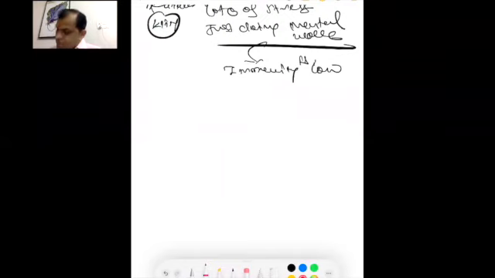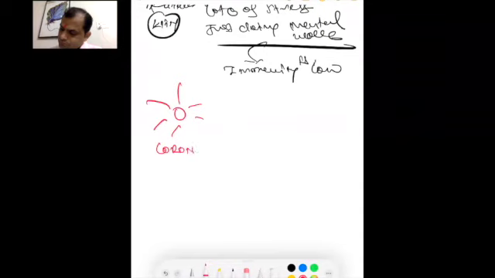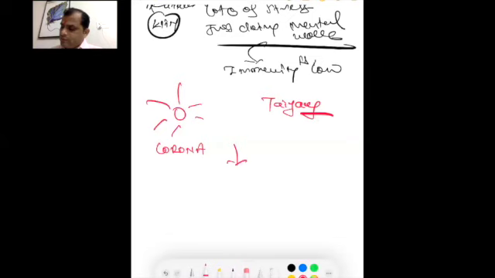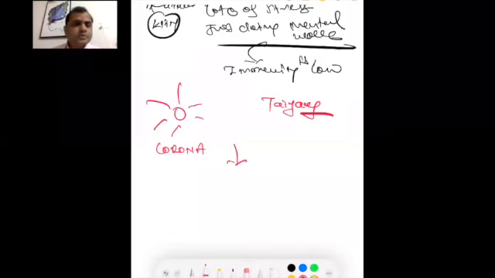But when the fighting is going on between this coronavirus and the defense system, Taiyang, there will be some symptoms that appear in the human body.